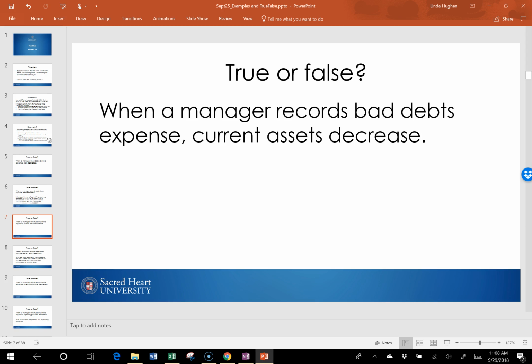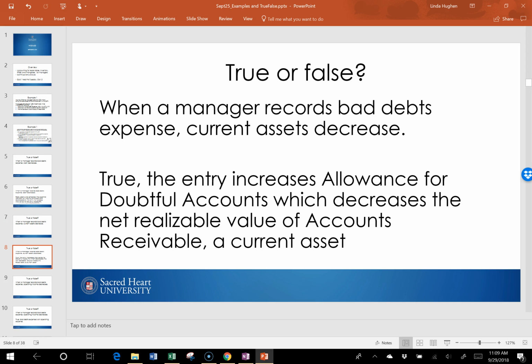True or false, when a manager records bad debts expense, current assets decrease. Take a moment to think about whether you would answer this as true or false. This is true. The entry increases allowance for doubtful accounts, which decreases the net realizable value of accounts receivable, which is a current asset.